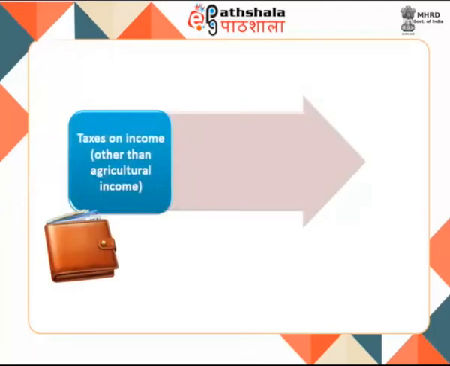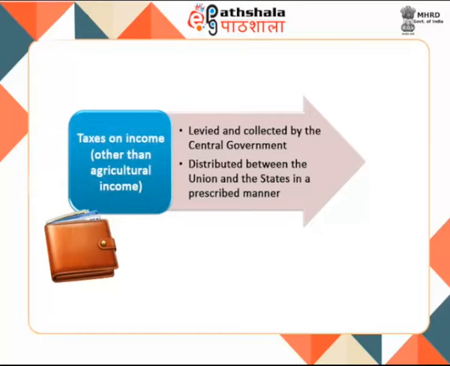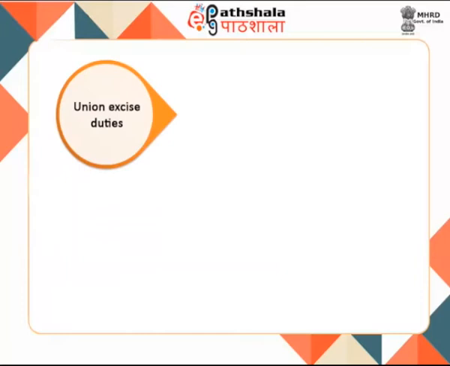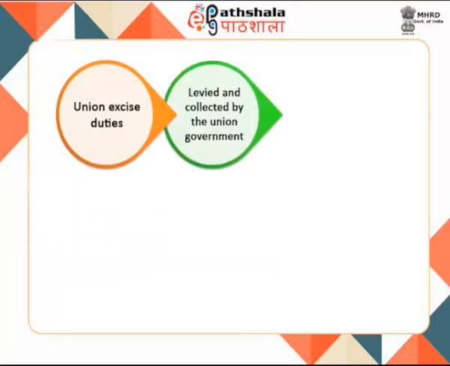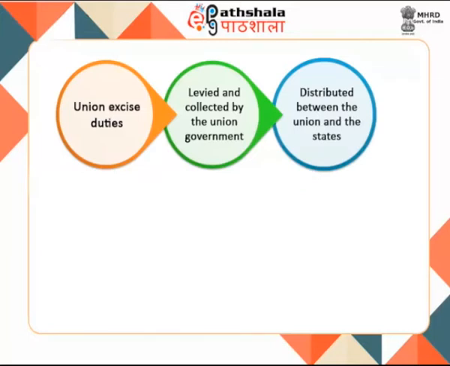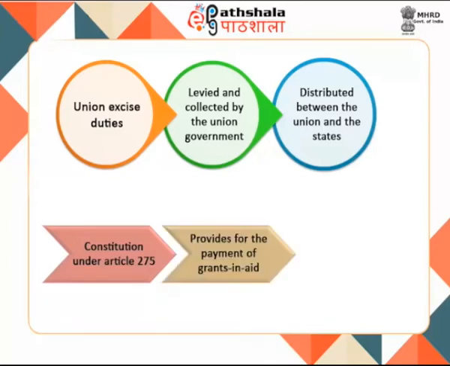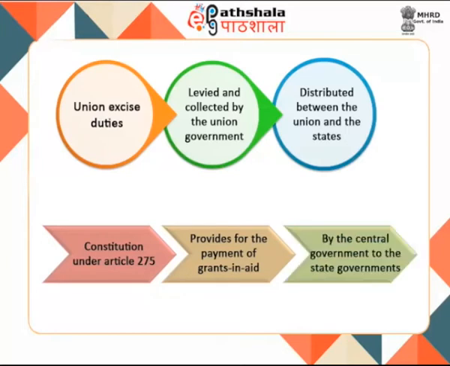Taxes on income other than agricultural income under Article 270 of the Constitution are levied and collected by the central government but are distributed between the union and the states in a prescribed manner. Union excise duties are levied and collected by the union government but may be distributed between the union and the states. The Constitution under Article 275 provides for the payment of grants in aid by the central government to the state governments.